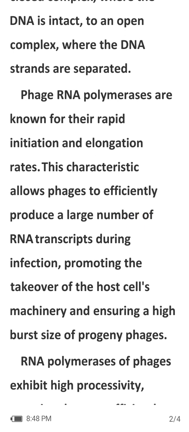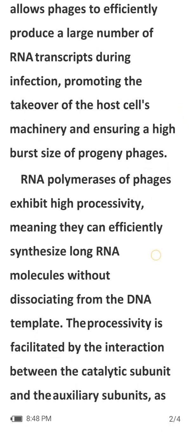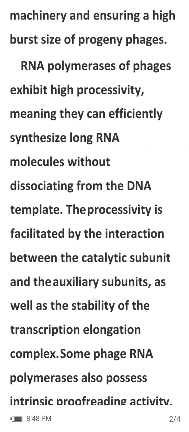Phage RNA polymerases are known for their rapid initiation and elongation rates. These characteristics allow phages to efficiently produce a large number of RNA transcripts during infection, promoting the takeover of the host cell's machinery and ensuring a high burst size of progeny phages. RNA polymerases of phages exhibit high processivity, meaning they can efficiently synthesize long RNA molecules without dissociating from the DNA template. The processivity is facilitated by the interaction between the catalytic subunit and the auxiliary subunits, as well as the stability of the transcription elongation complex.